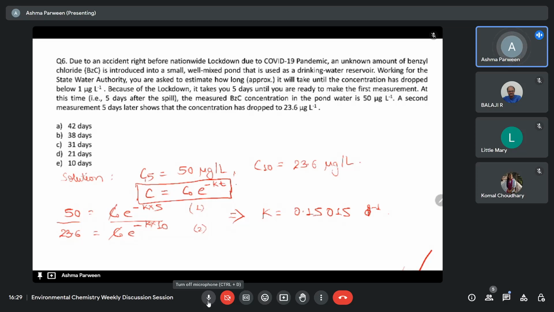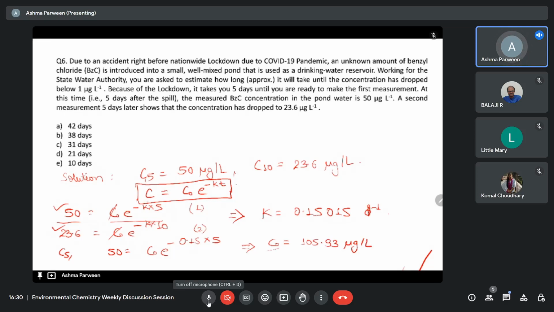Now we have to find out the time. So first we need to find out the initial concentration. Either using the C5 or C10 concentration, we can find the initial concentration. Suppose we take the C5. That is 50 equals initial concentration times e raised to the power minus k, we have the value of k as 0.015, into t, which will be 5 days. After solving this, we will get the initial concentration as 105.93 micrograms per liter.